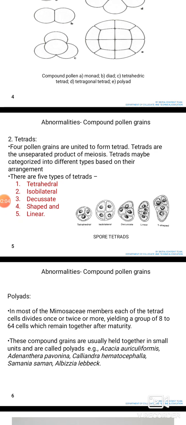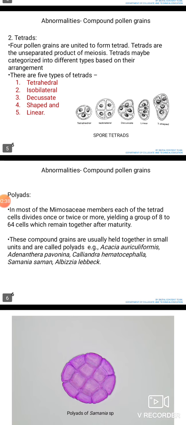Polyads. In most of the Mimosaceae members, each of the tetrad cells divides once or twice or more, yielding a group of 8 to 64 cells which remain together after maturity. These compound grains are usually held together in small units and are called polyads. Examples are Acacia auriculiformis, Albizia lebbeck, Samanea saman.